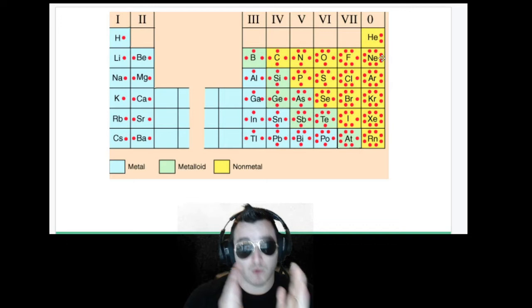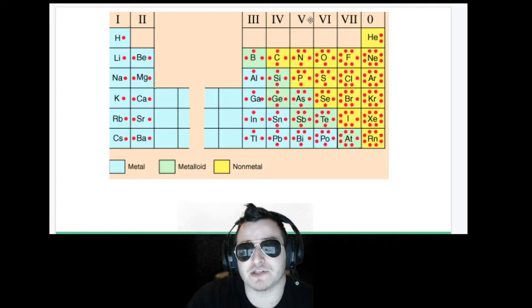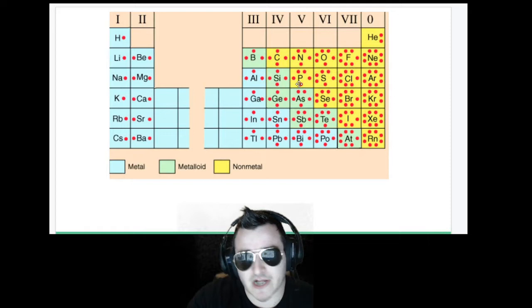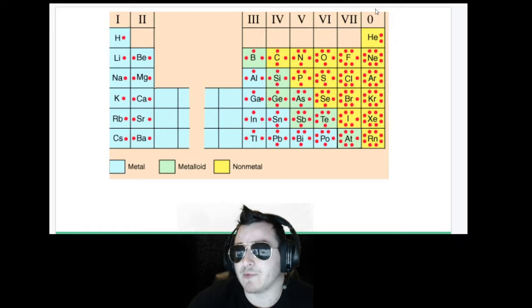So note these numbers up here at the top, right? Carbon has four dots, four valence electrons. Phosphorus has five dots, five valence electrons. Selenium has six dots, six valence electrons. And then all of our halogens have seven valence electrons. And then our noble gases, not sure why it doesn't say eight here, but they bring eight to the table when they very, very rarely get into compounds, but we will see that.